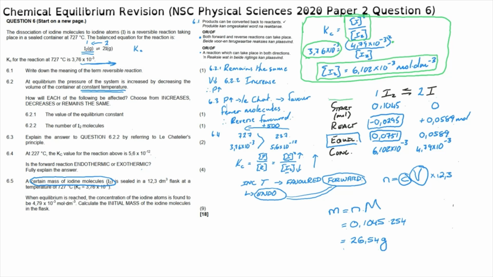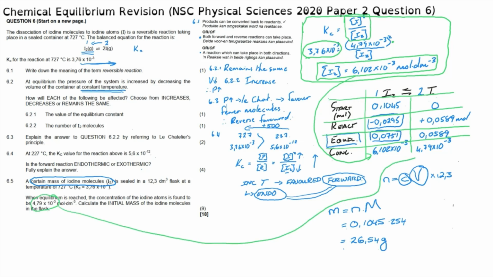What that allows us to do is set up what is called an ICE table, where we can say that at equilibrium, the concentration of iodine molecules is 6.102, this value that we've just calculated using Kc. And the concentration of iodine atoms was given to us in the question, 4.79 times 10 to the minus 3. Because we then know the volume of this container, we can multiply the concentration by the volume using this formula here to find the number of moles of each of these substances at equilibrium.